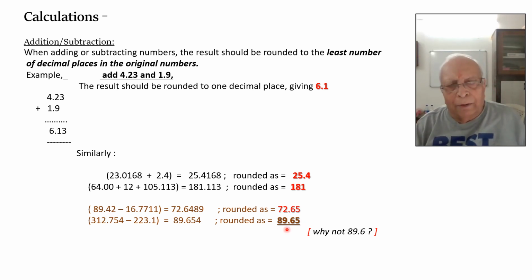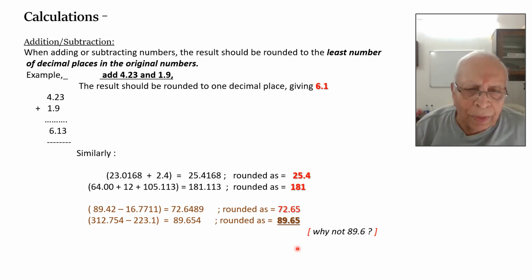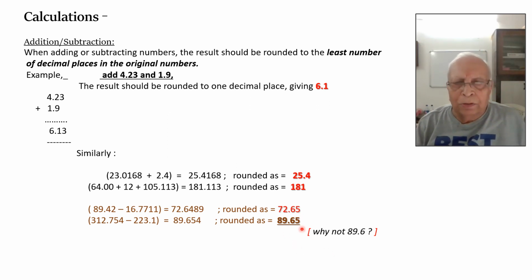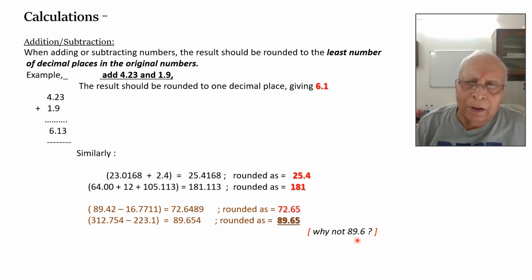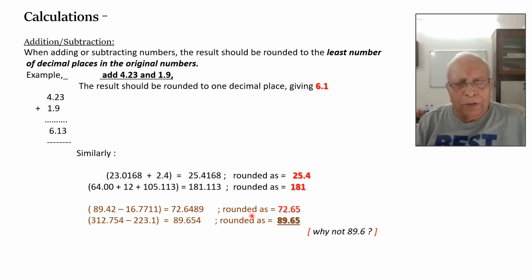And here it is 89.65. The same thing happens here. Why it cannot be 89.6 or 89.7? I've already explained this is reporter's discretion. If he feels that the three significant figures will serve the purpose, he can take it as 89.6 or 89.7. But as per rules, it is not to be changed and it has to be 89.65 because the preceding number is an even number.